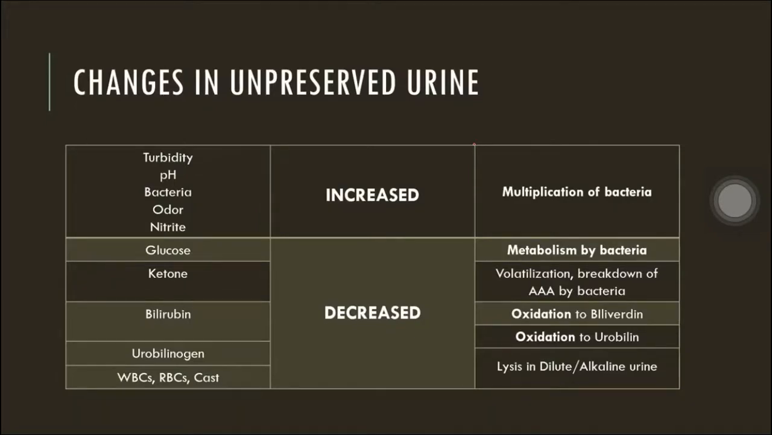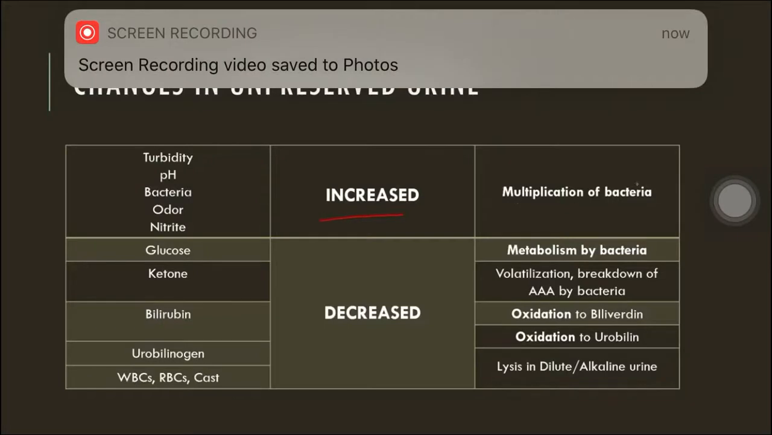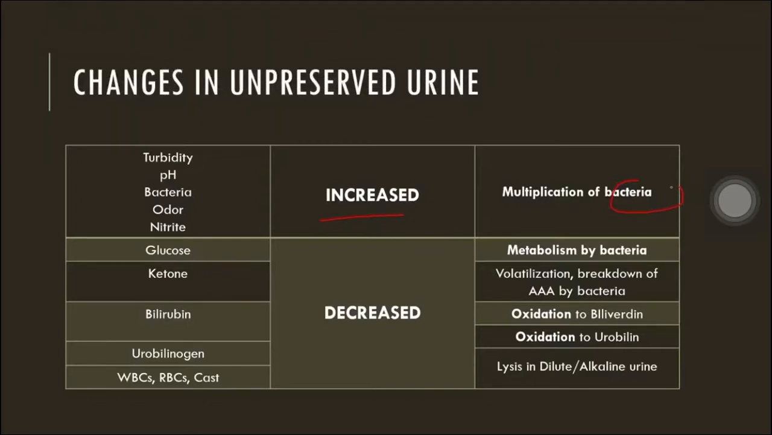It is important to note because unpreserved urine or specimens left upon prolonged standing may affect certain tests or analytes that we are trying to detect in the urinalysis. What are the analytes affected if there is an unpreserved or improperly stored specimen? Analytes or parameters like turbidity or clarity, pH, bacteria, odor, and nitrite are increased due to the presence or proliferation of bacteria. For glucose, ketone, bilirubin, urobilinogen, WBCs, RBCs, and casts, they are decreased.